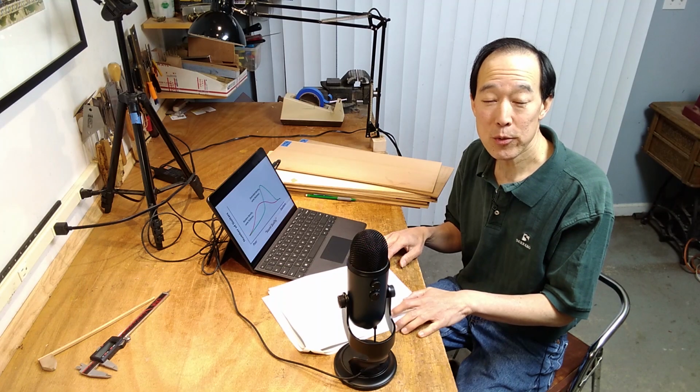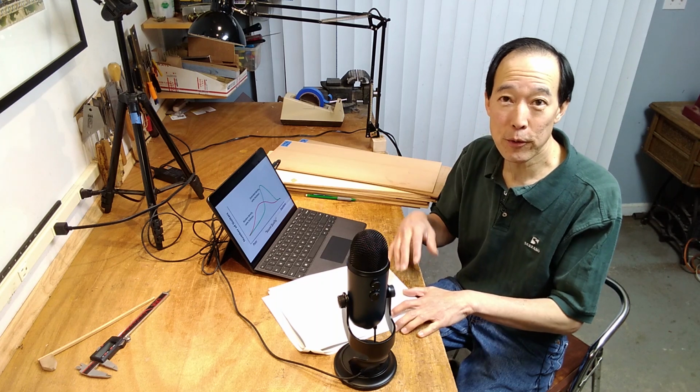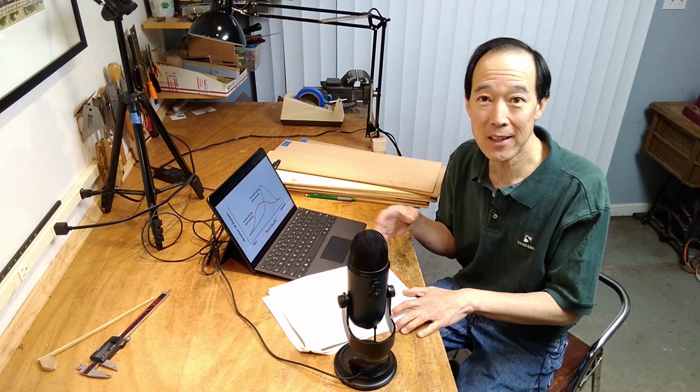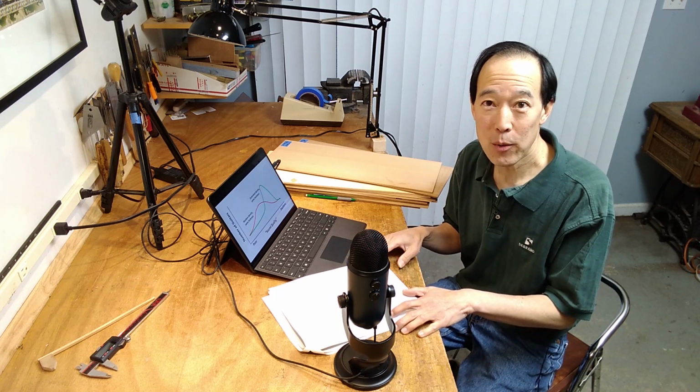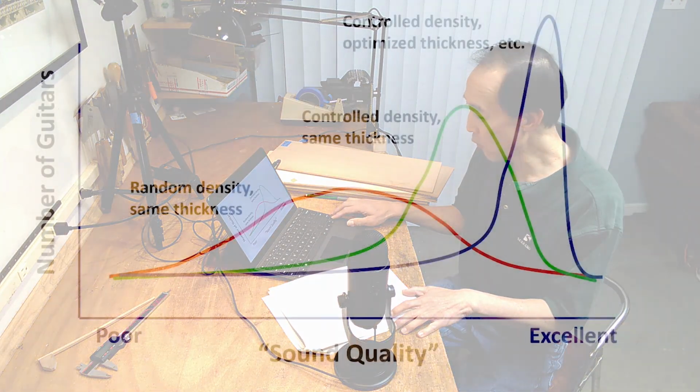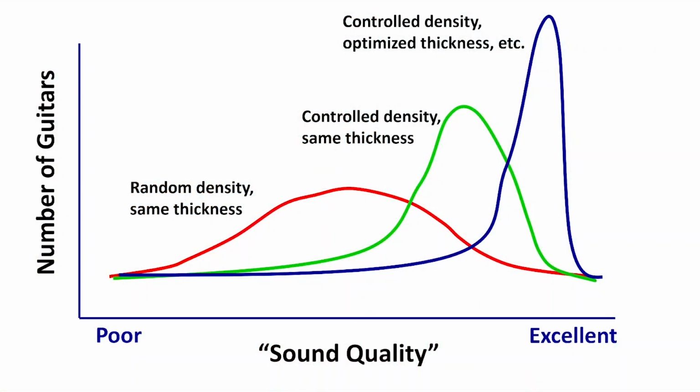Now, in later videos, we're going to discuss how to further refine and adjust and compensate so that we can get the curve over here, such as by thinning the top and carving the braces to distribute flexibility, and that can help push this curve even farther to this excellent range.